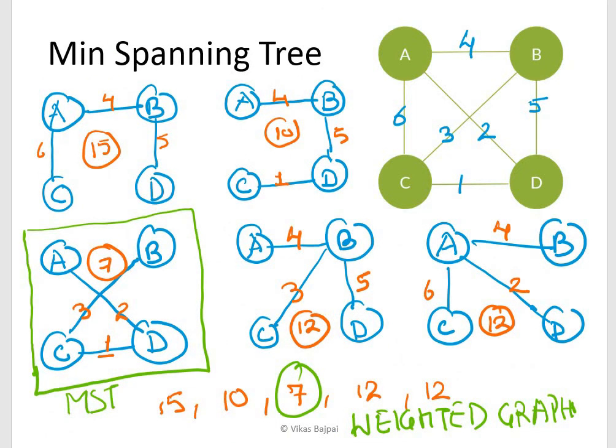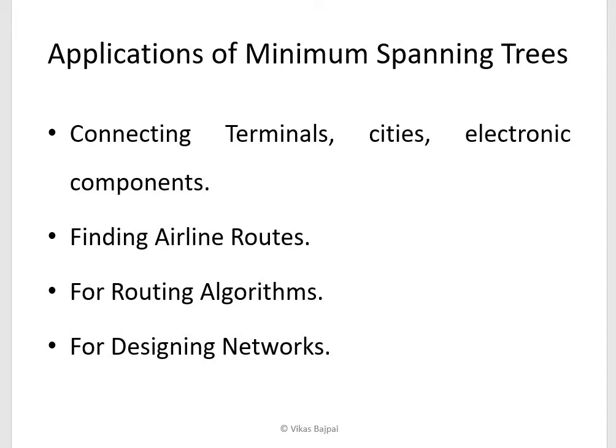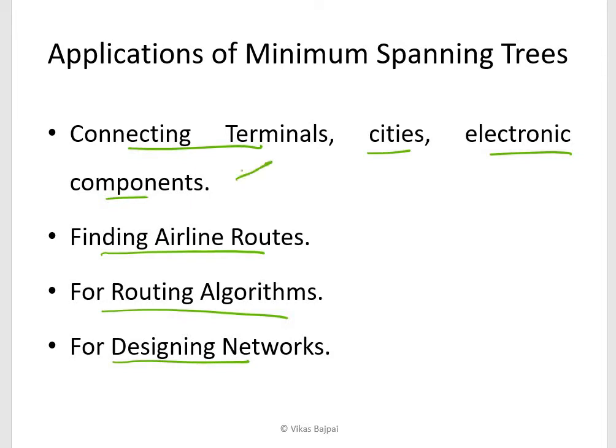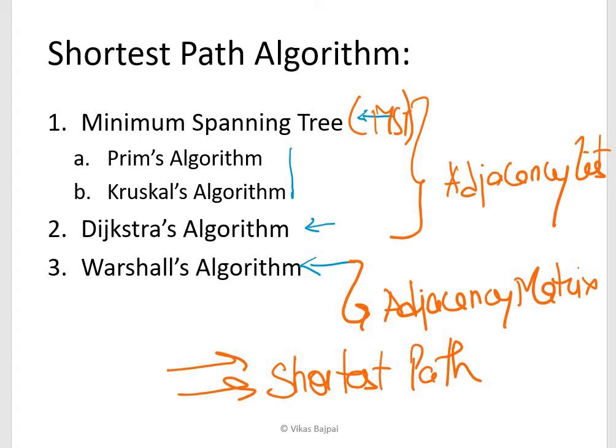Now let's see some applications of it. The minimum spanning tree has wide usage, right from connecting the terminals to the cities, to electronic components, to finding the shortest airline routes, or for routing algorithms, or for designing networks, and so on and so forth. These usages are not limited to these; there is a huge amount of usage of the minimum spanning tree. Now in our further discussion, we'll talk about Prim's algorithm.